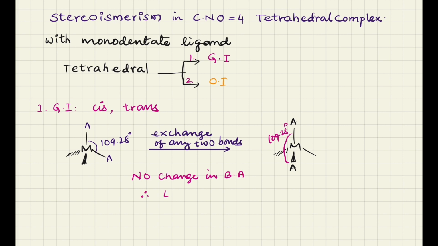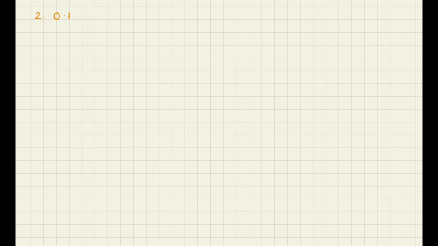When there is no change in the bond angle, geometrical isomerism is not possible in tetrahedral complexes. Because we know that a different structure means if the first is cis, the next one should be trans. Therefore, tetrahedral complexes do not show geometrical isomerism.